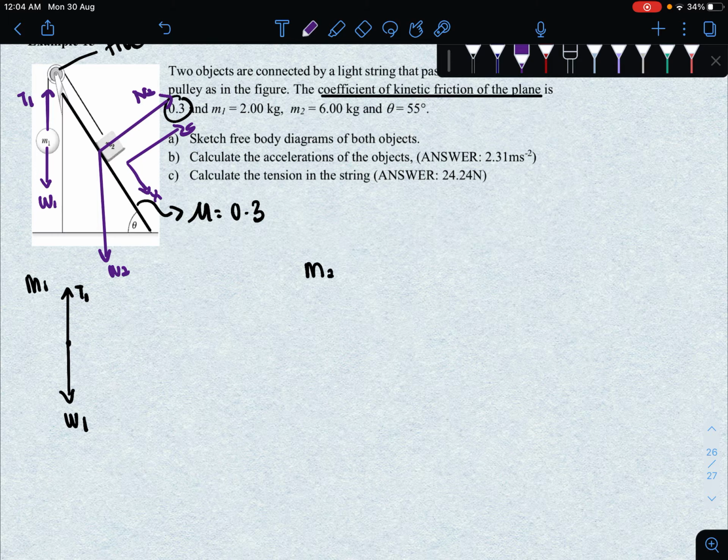So since the object here has a tendency to move down, dia ada tendensi untuk bergerak ke bawah sini, maka friction dia adalah in the opposite direction. So kita akan ada friction dekat sini. So this is the direction of my friction here. And then as you can see, this object M2 is connected to a string here. Ada tali, so I'm going to experience tension juga. So saya akan ada tension.